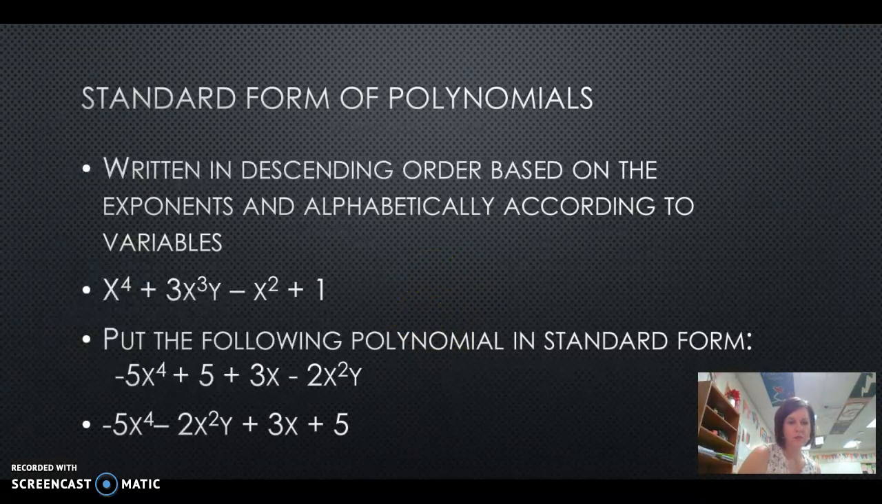So the correct form would be -5x to the fourth, then minus 2x squared y plus 3x plus 5. The 5 is a constant term. It doesn't have a variable, so that's why it gets stuck on the end.